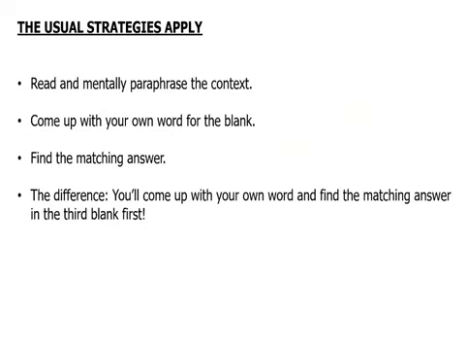For these, the usual strategies for text completion are in play. The difference is that you're doing the blanks out of what would normally be the logical order. Just as a reminder, you want to read and mentally paraphrase the context, putting it in your own words, and thinking of your own words for the blanks, obviously. You want to find the answer that matches your own understanding of the meaning of the words and the meaning of the blank. The difference, again, is that you're going to come up with your own word and find the matching answer in the third or final blank first. So this should be familiar territory, just done in a different sequence.